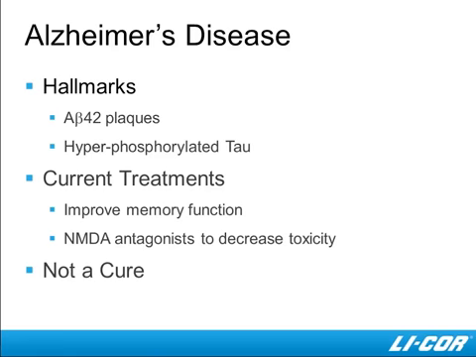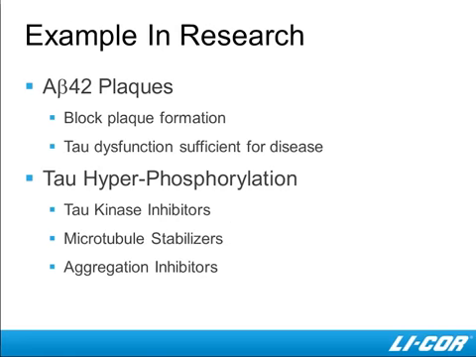for the disease. So in efforts to also look at tau hyperphosphorylation, groups have looked at tau kinase inhibitors, microtubule stabilizers, and aggregation inhibitors. But with each of these drugs, there have been issues. So with a kinase inhibitor, you might be able to block one tau kinase, but there are a lot of tau kinases in the cell, and so blocking one is not sufficient to stop tau dysregulation.